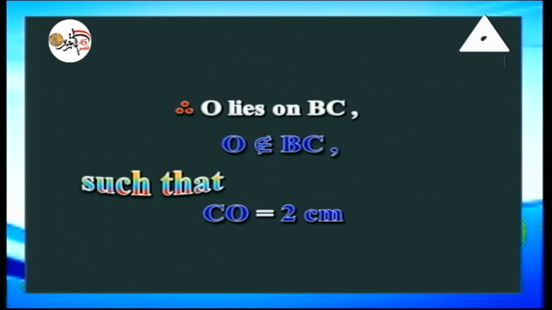Remember, my dear student, a distance is more than 0, a positive number. CO equals 2 centimeter. What do I mean? From the previous, CO equals negative 2. Negative 2 means O doesn't belong to the BC line segment, but O belongs to the BC ray. Therefore, O is outside BC, and CO equals 2 centimeter.